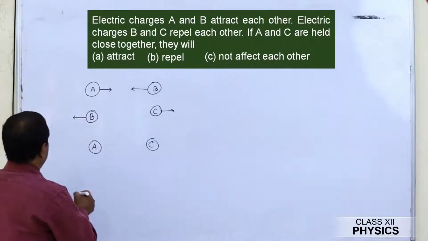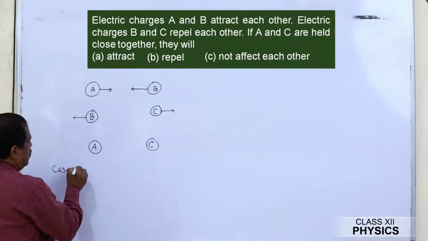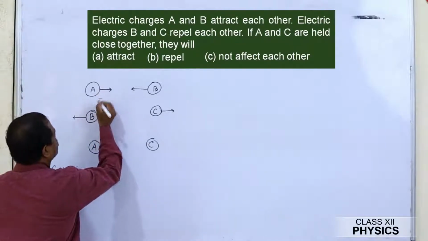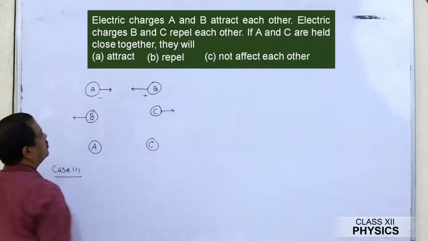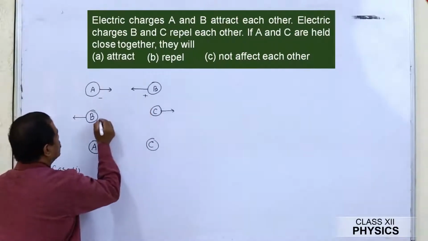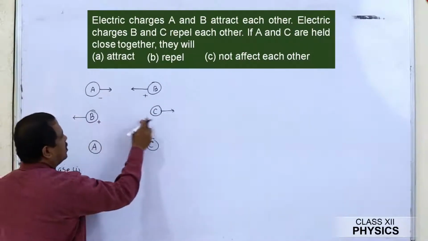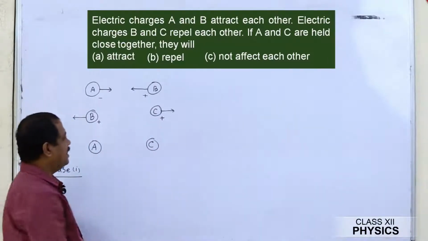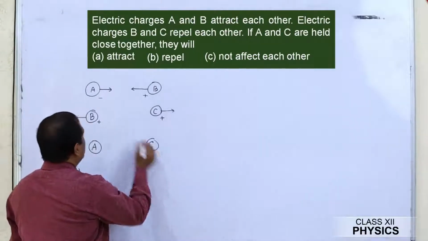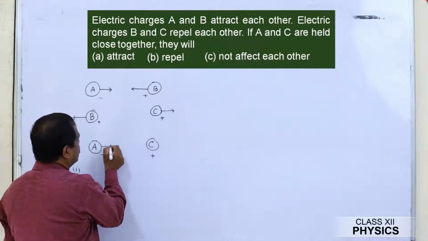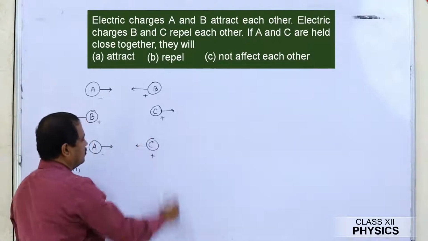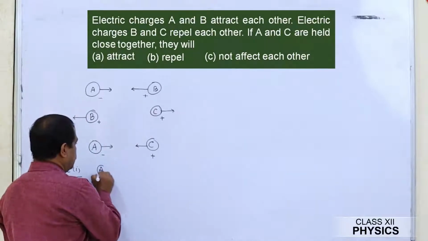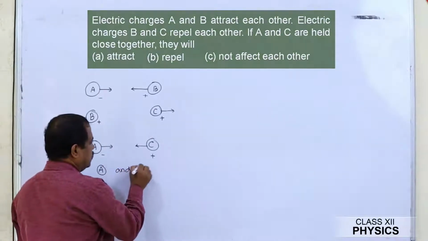In case 1, if body A is negatively charged and body B is positively charged, and body B is repelling C, then C is also positively charged. C is positively charged and A is negatively charged, and as such the two bodies will attract one another. This is the concept. Therefore, A and C will attract.